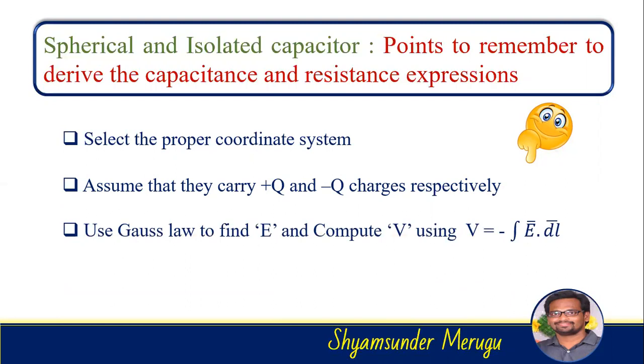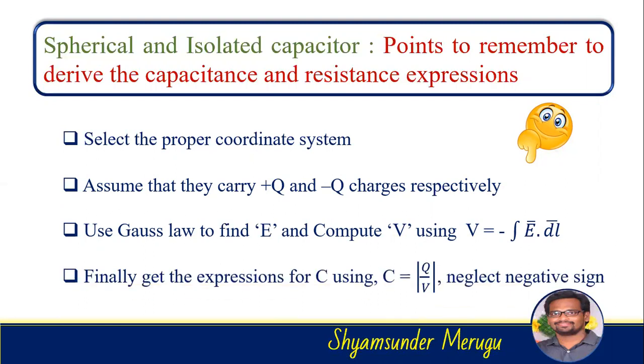and we have to use Gauss law to find the electric field intensity E, and we can compute V by using V equal to minus of integral E bar dot dl bar. Finally, we can get the expression for the capacitance C by using C equal to the ratio of the absolute value of the charge to the absolute value of the voltage, and we neglect the negative sign in the derivations.